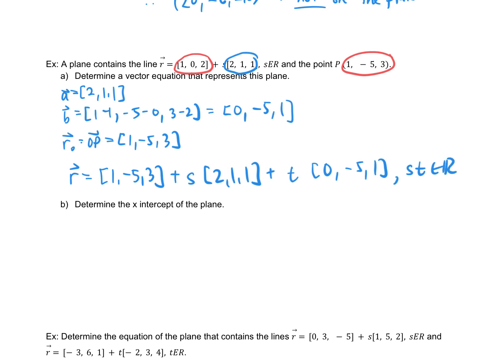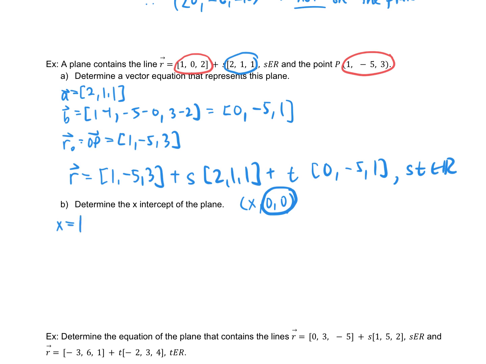Now let's determine the x-intercept of the plane. So where does the plane cross the x-axis? Well, we know every x-intercept will have this form. And if we already know that y and z are both equal to 0, we could use that to solve for the parameters s and t. So I'm going to start off by writing the parametric equations.